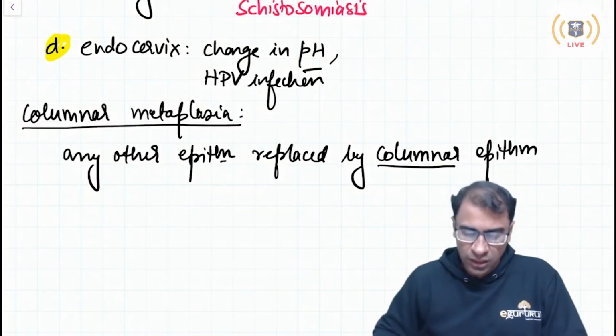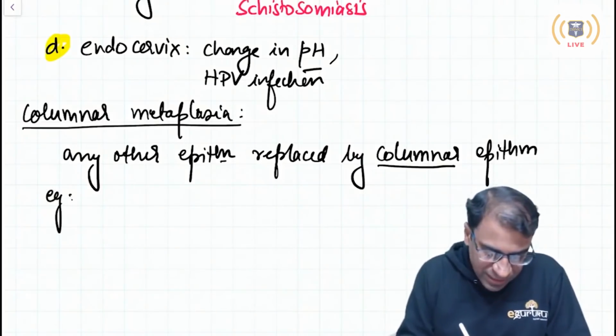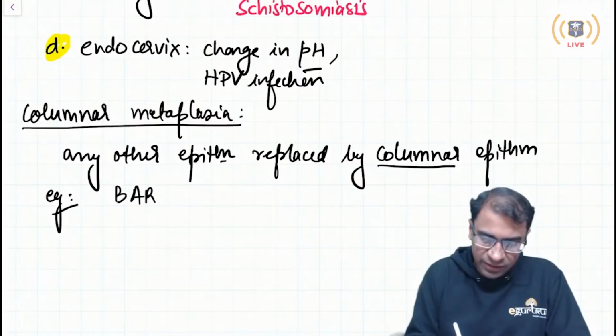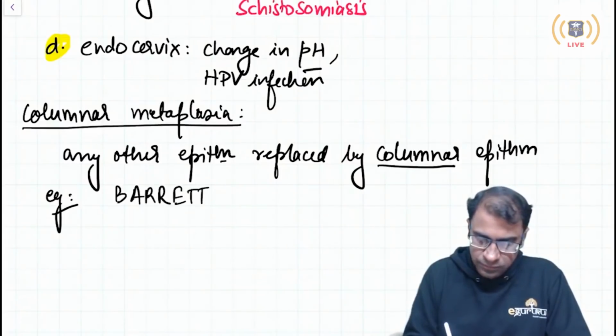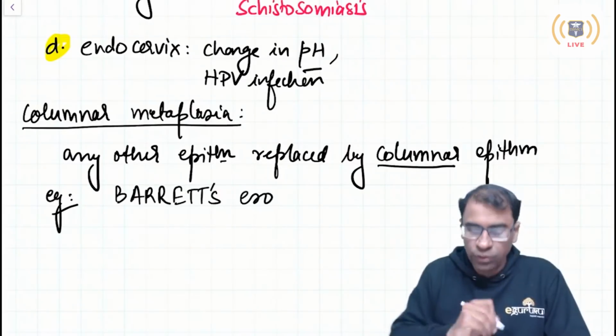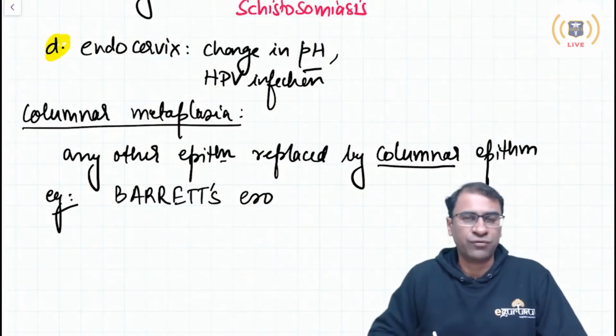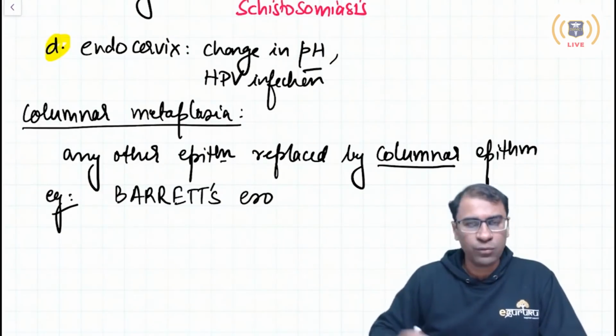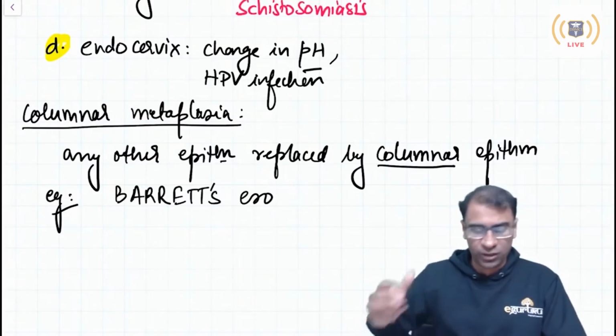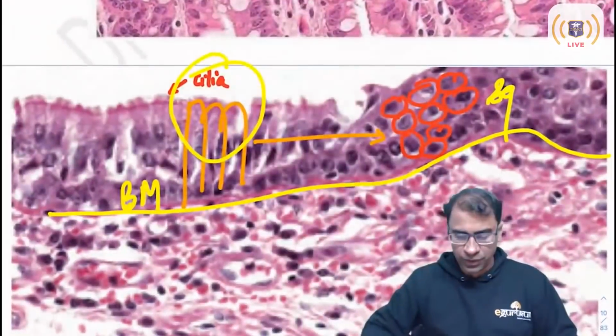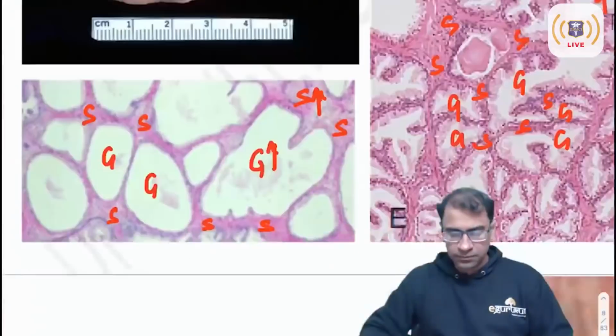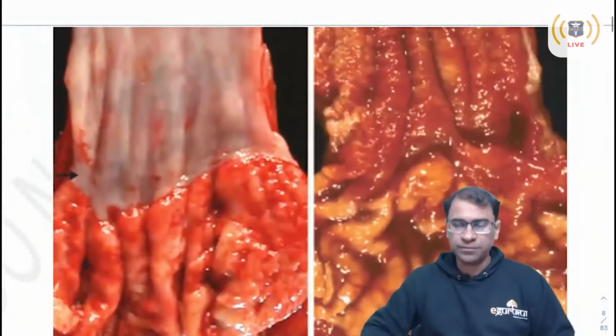Now see the example. One of the best known examples for this is Barrett esophagus. Okay, Barrett esophagus. Now what is Barrett esophagus? To understand this, let's see an image again. We'll come back to drawing that again. Let's see this image first.